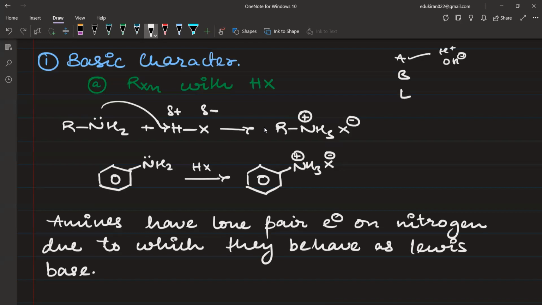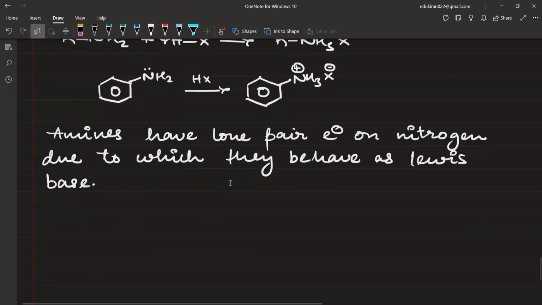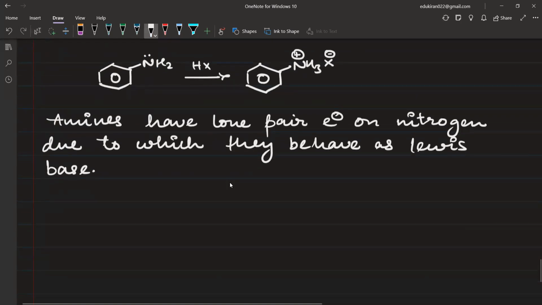Arrhenius बोलता है कि H+ दिया या OH negative दिया तो base. Bronsted says that if it gives H+ तो ये acid है, if it takes H+ तो ये base है. Lewis बोलता है that if there is electron deficiency, then it is going to be an acid. If there is electron richness, then it is going to be a base. So we can see that nitrogen is electron rich, and that is why it is acting as a base here. It is electron rich because of the lone pair electron. So this is why amines behave as Lewis base. Right, next the basic strength.